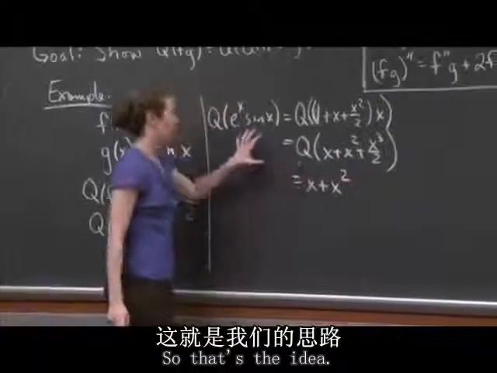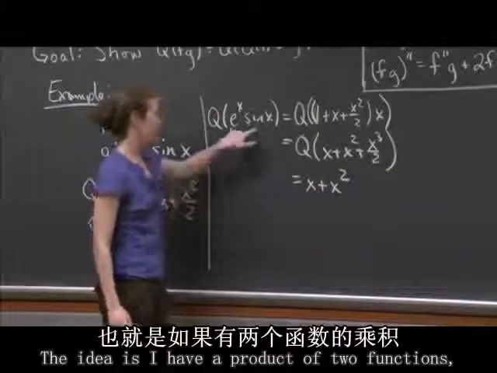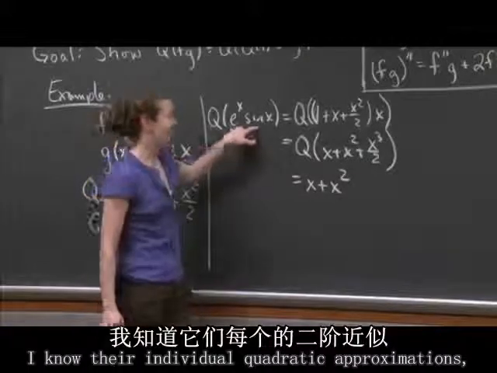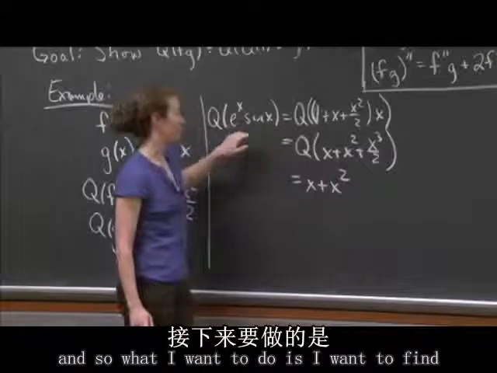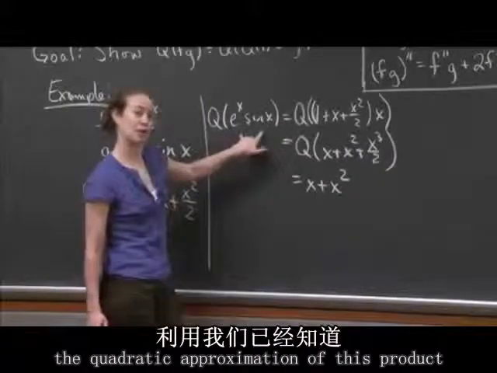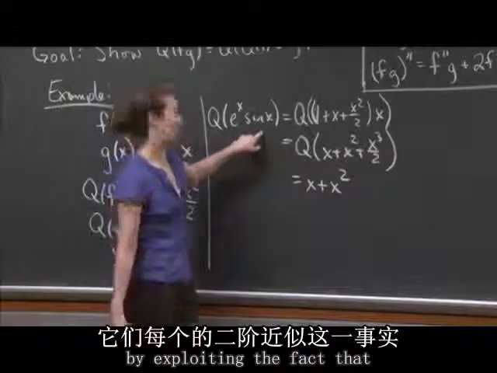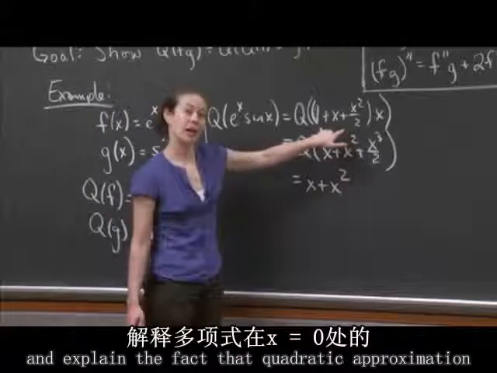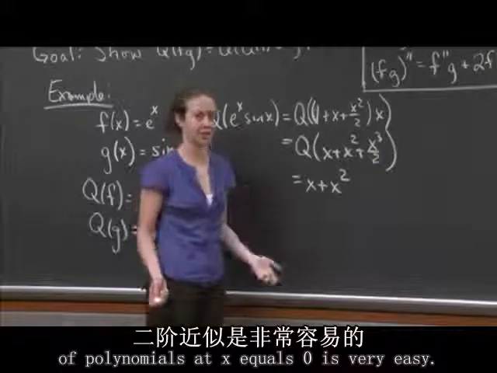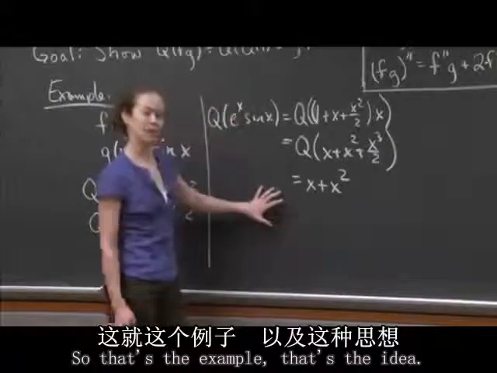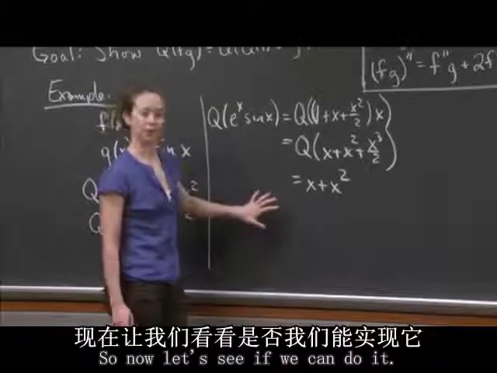So that's the idea. I have a product of two functions, and I know their individual quadratic approximations. So what I want to do is find the quadratic approximation of this product by exploiting the fact that I already know their individual ones, and exploiting the fact that the quadratic approximation of polynomials at x equals 0 is very easy. So that's the example, that's the idea. So now let's see if we can do it.